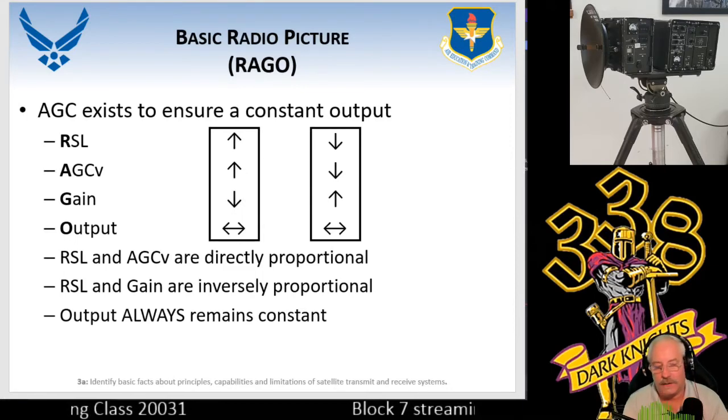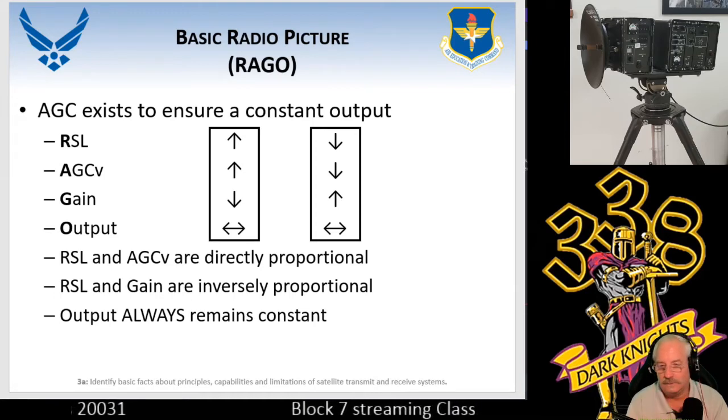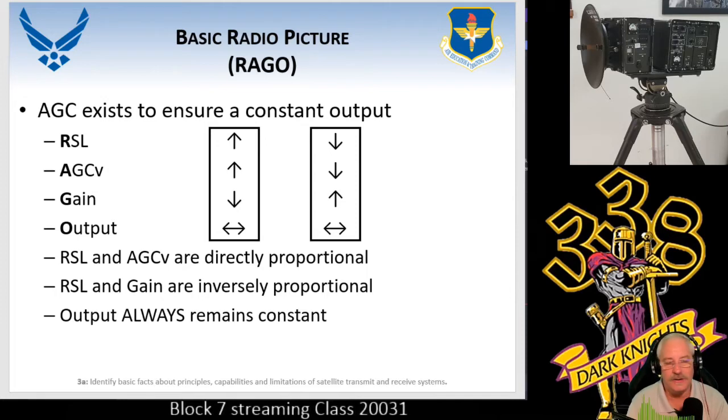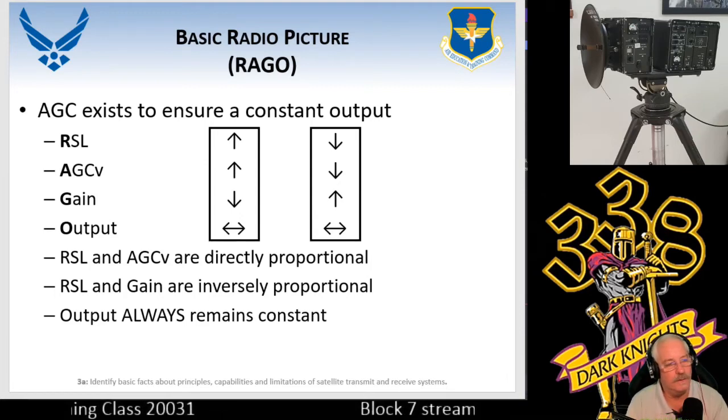Next up, we have something called RAGO. Let's go through it. R is receive signal level, the strength of the signal that you are picking up from your antenna. AGC voltage is going to react like the RSL is doing. And then we have gain. There's got to be some type of proportional relationship between the gain and AGC voltage. And then lastly, output.